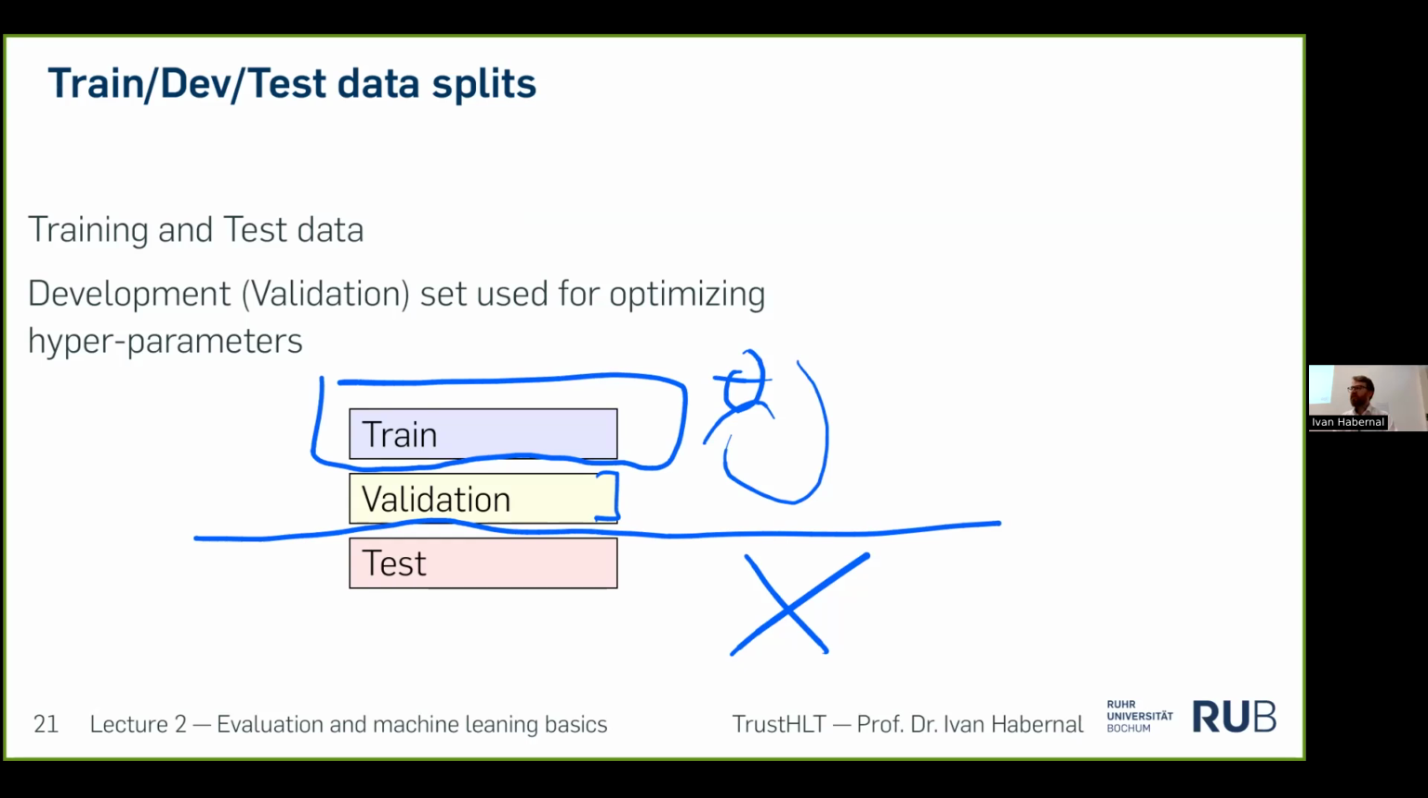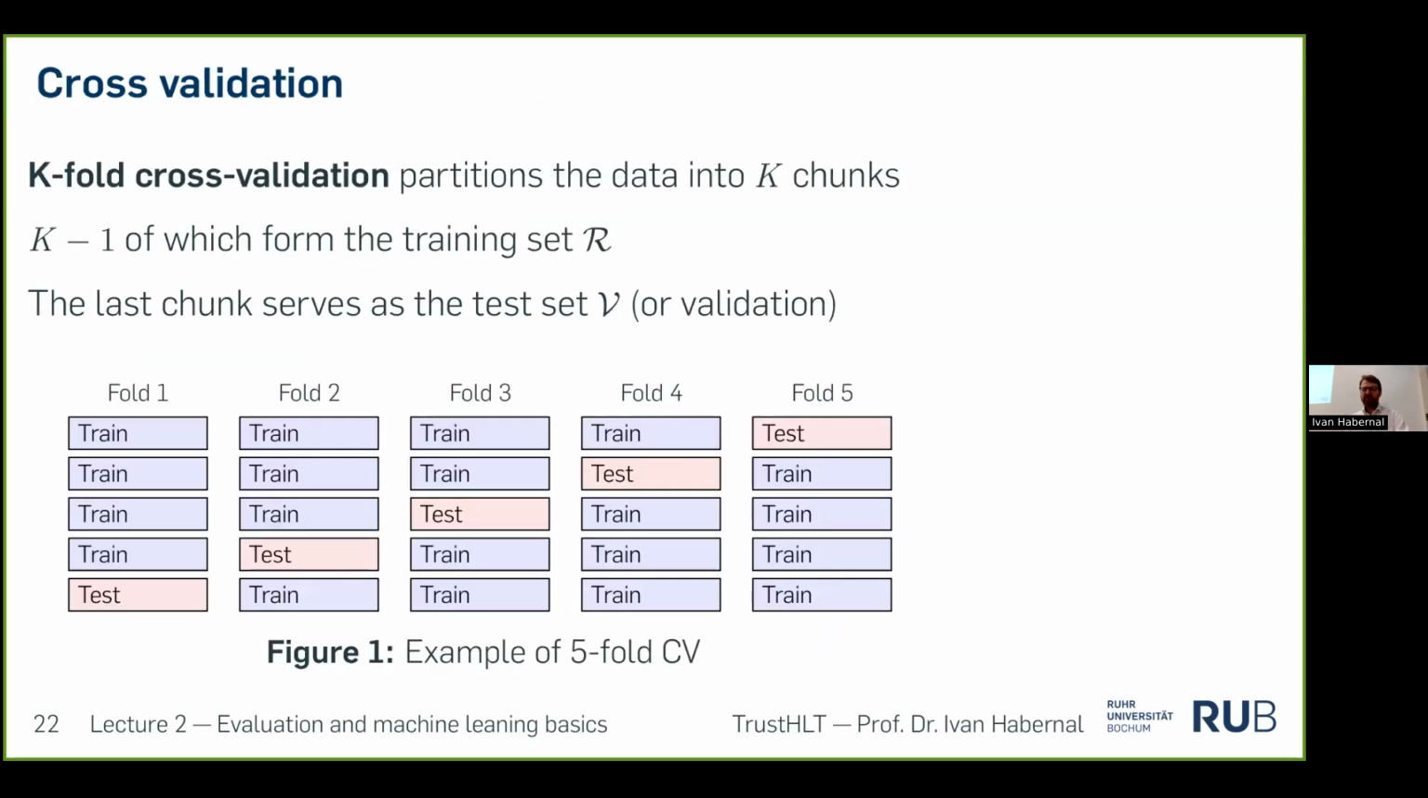So train, validation, test. You can also do something like cross-validation. Nowadays it's kind of out of fashion, but you can split a data set into 5 different folds or chunks, and then iterate.